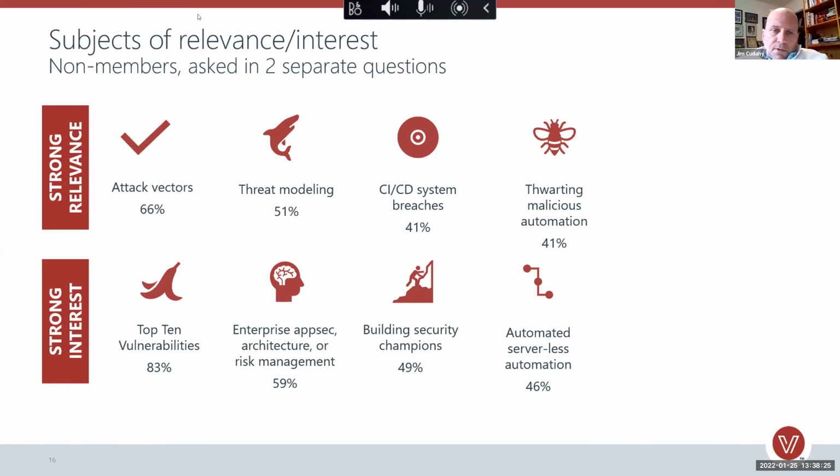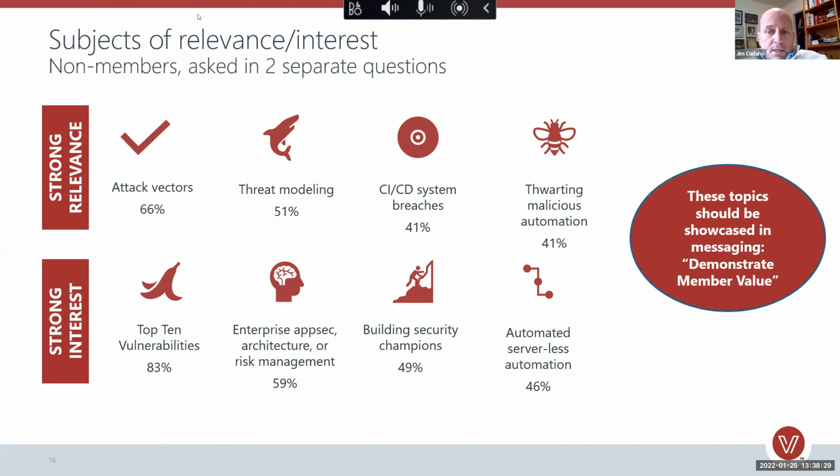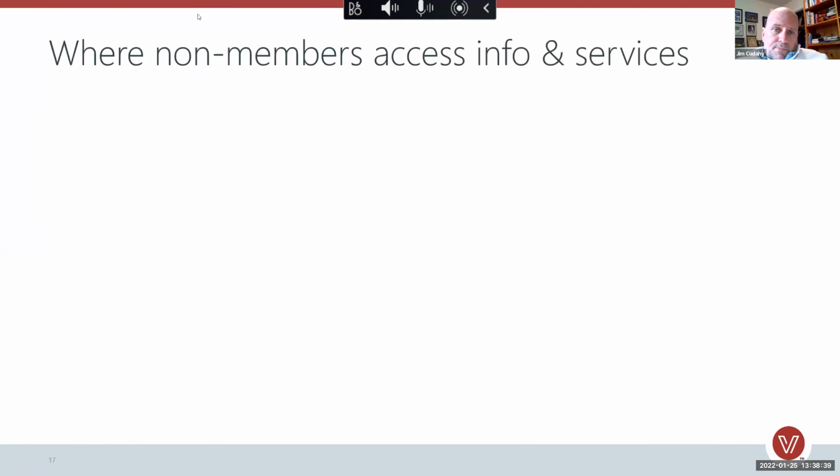And again, I think that you may want to bake this into your programming, but as well, these are topics that could be showcased in messaging, and if we were able to use the messaging, people are going to see member value and hopefully join.